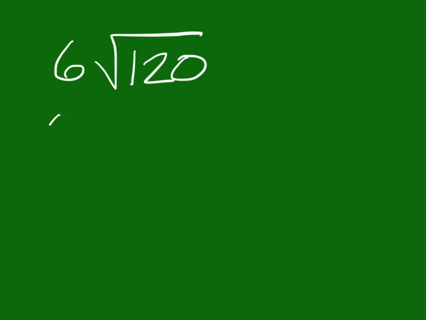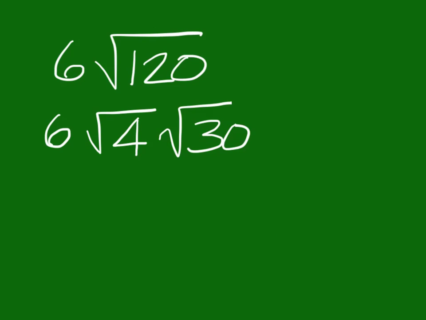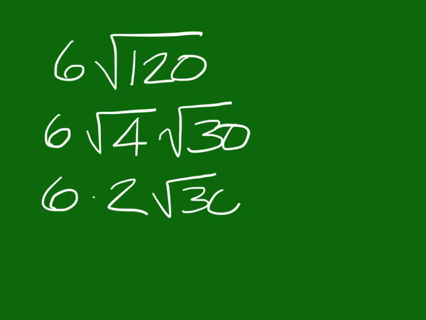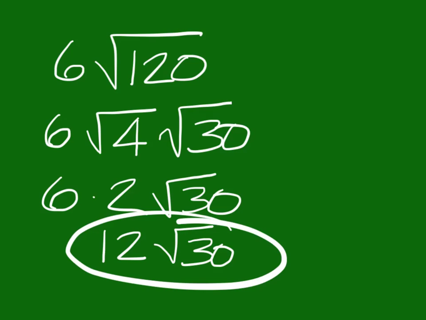The highest perfect square that comes out of 120 is only 4. And you must multiply that by 30 to get back to 120. Square root of 4 is 2. So we have 12 square root of 30 for the final answer.